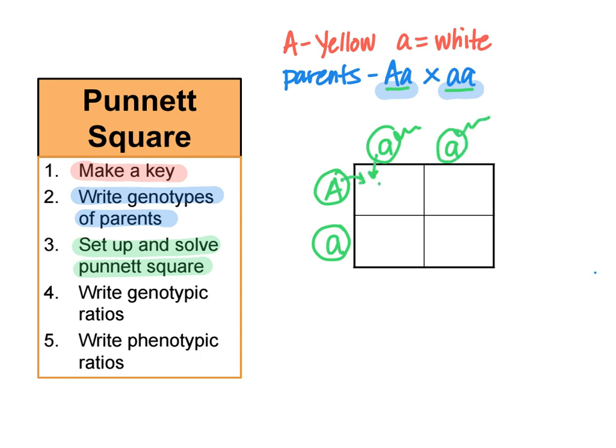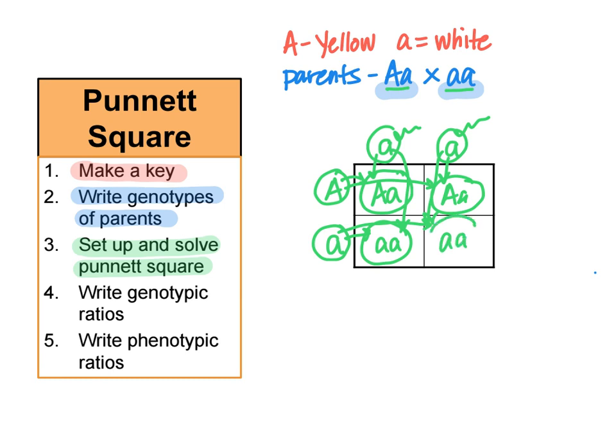meets this sperm, we will get the genotypic combination in the zygote that is heterozygous. If this egg meets this sperm, we will get this combination in the zygote, which is homozygous recessive. When this egg meets this sperm, we again will get a heterozygous combination in the zygote, and when this egg meets this sperm, we will get another homozygous recessive combination.